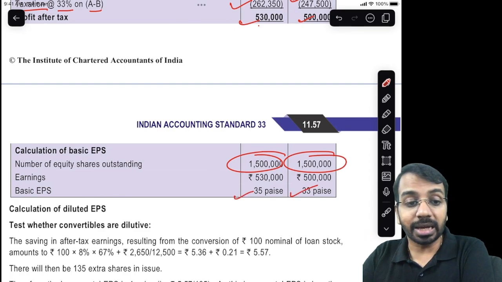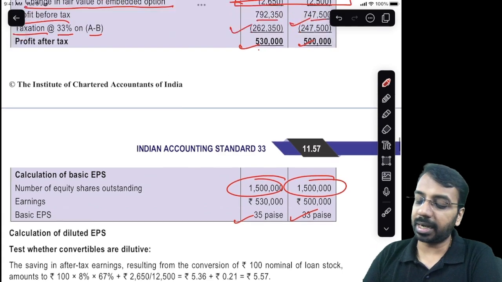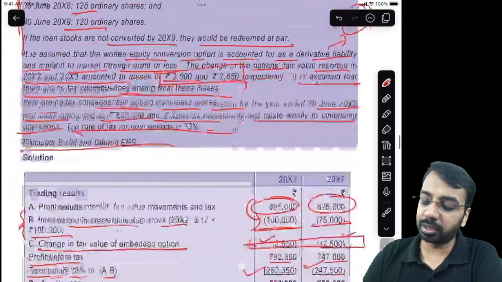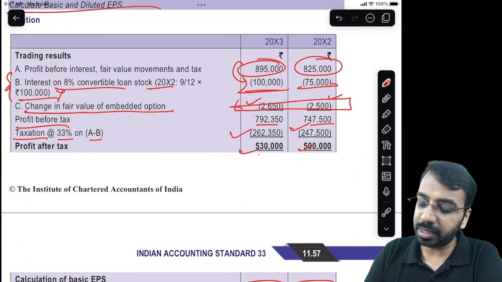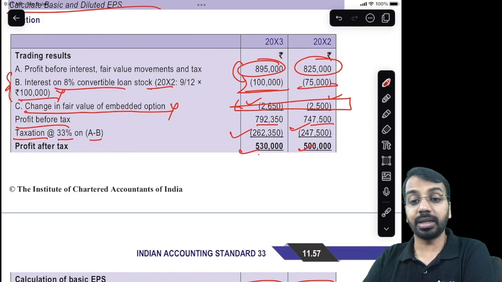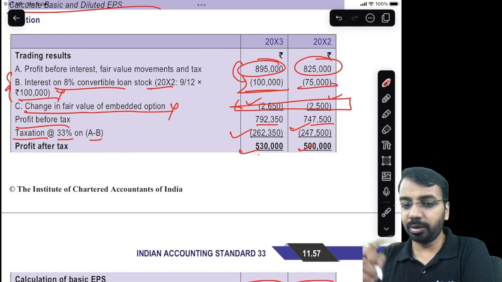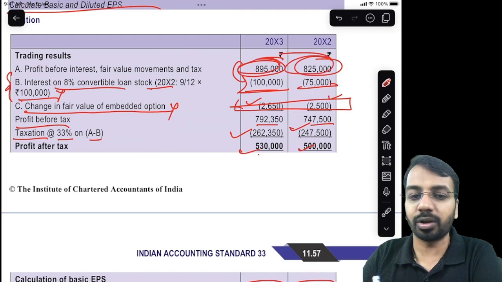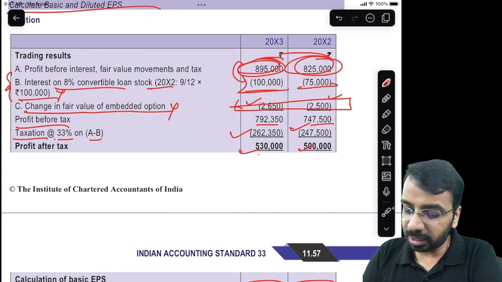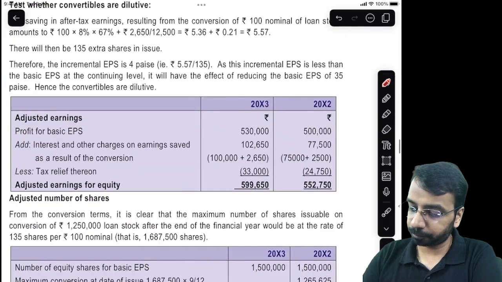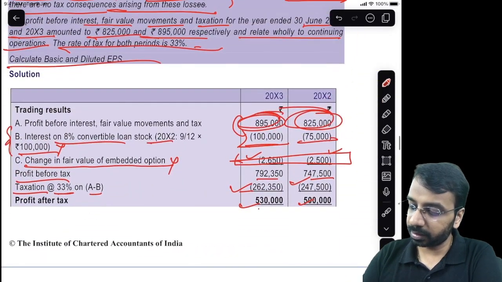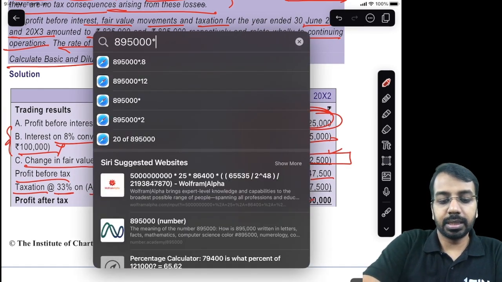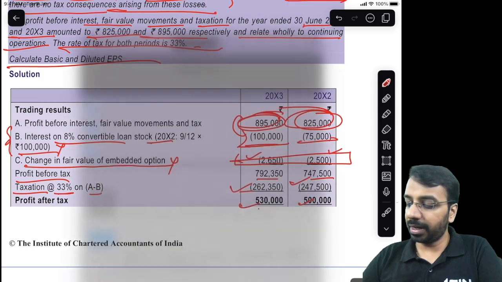Now when it comes to diluted earnings per share, what we need to understand is, if these are converted, the loan stock, then I don't have to pay interest. There is no fair value loss that will be recognized. I don't have to pay interest and there will be no fair value loss that will be recognized. So basically, I will have profit of 895 and 825 minus 33% of tax. So if I do 895 into 67%, what I'll get is 599.650.